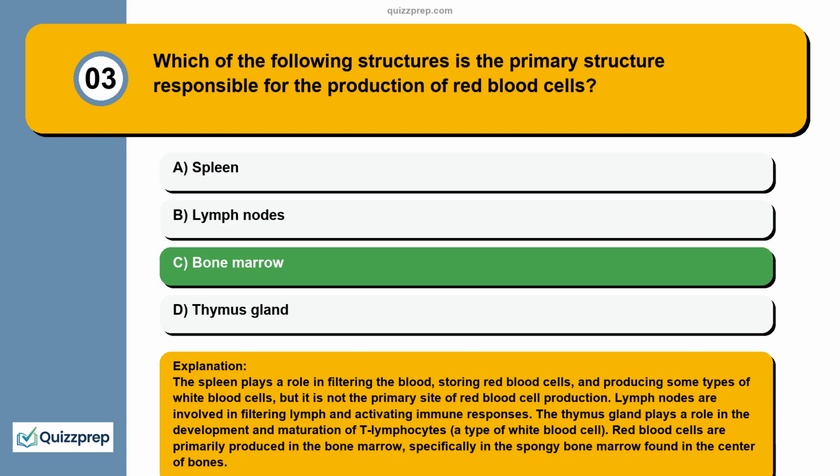Lymph nodes are involved in filtering lymph and activating immune responses. The thymus gland plays a role in the development and maturation of T lymphocytes, a type of white blood cell. Red blood cells are primarily produced in the bone marrow, specifically in the spongy bone marrow found in the center of bones.